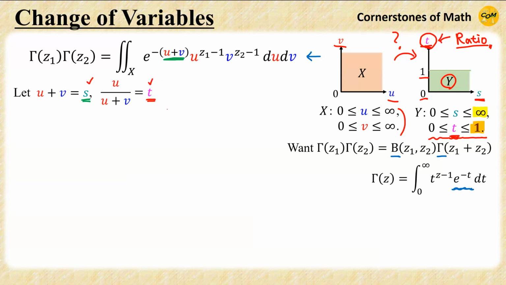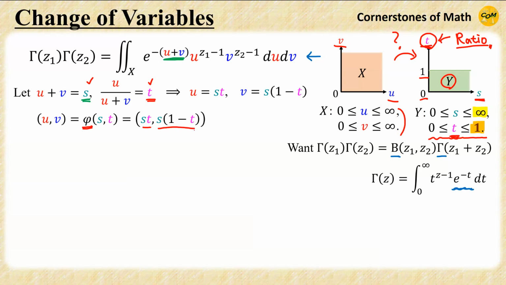So we have s and t, but in order to use the change of variables, we actually have to express u and v in terms of s and t, and you can easily find that u equals st and v equals s times 1 minus t. Or you can say that u, v is given as a multivariable function phi depending on s and t, which is defined as the vector-valued function st, s times 1 minus t.